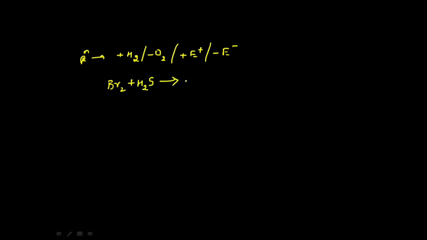So reduction we are discussing now. Reduction means addition of hydrogen or removal of oxygen or addition of electropositive element or removal of electronegative element. So addition of hydrogen, just a simple example like bromine is treated with hydrogen sulfide, that is H2S. This will yield hydrogen bromide plus sulfur.